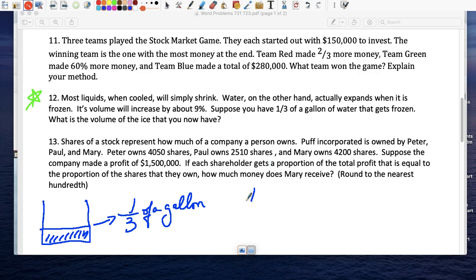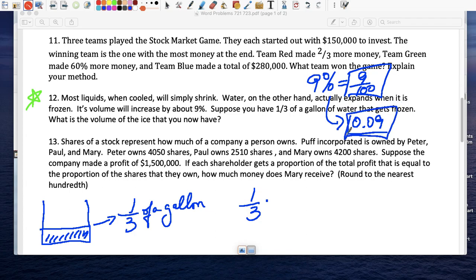So we're going to multiply 1/3 times 9%, and again, you can multiply that by 0.09. So remember what 9% is: 9 over 100 as a fraction, or 0.09 as a decimal, right? You can either use this one or this one. I think it's better to change it to a fraction, right? Because 1/3 is 0.3 repeating, so you don't want to deal with that.